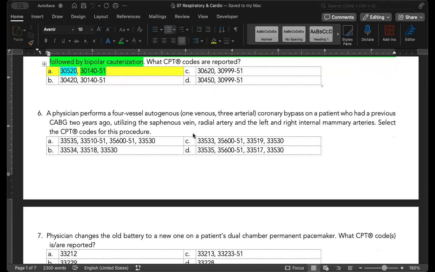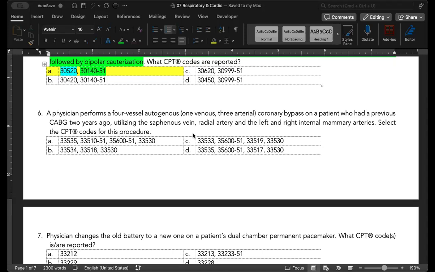With this question, we have a physician who performs a 4-vessel autogenous, meaning that it's 1 vein and 3 arteries, coronary bypass on a patient who had a previous CABG 2 years ago. They utilized the saphenous vein, the radial artery, and the left and right internal mammary arteries. So we're going to take a look at our codes from here.